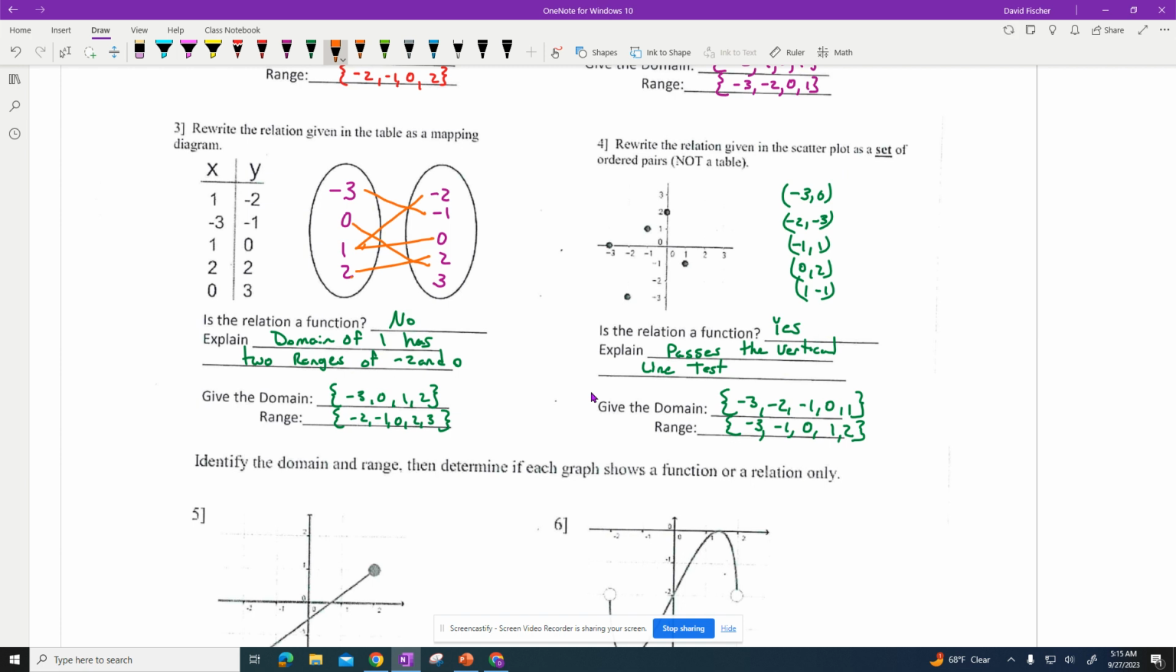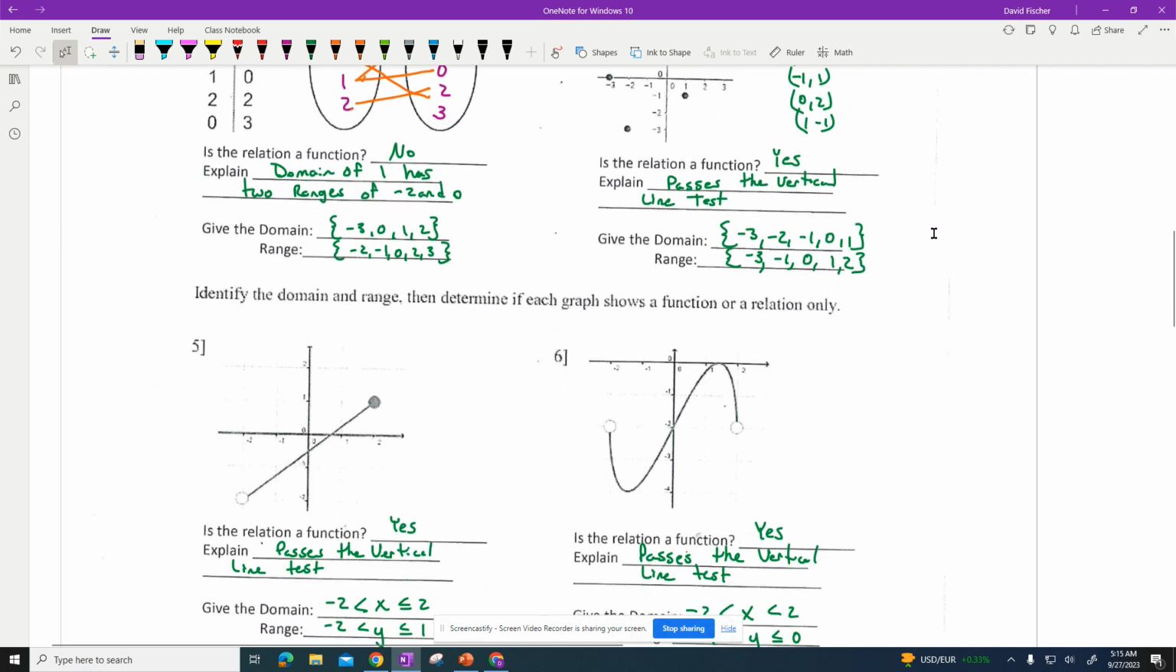Over here, we do have a function, it passes the vertical line test. Again, I can say that because I'm looking at the up and downs here. They asked you to write them as a set of ordered pairs. So that's these guys over here. And they said, not a table. This is a table. There's my domains and ranges down there. Make sure you put commas in between each one so that I don't think this number is a 12. It's a 1 and a 2.